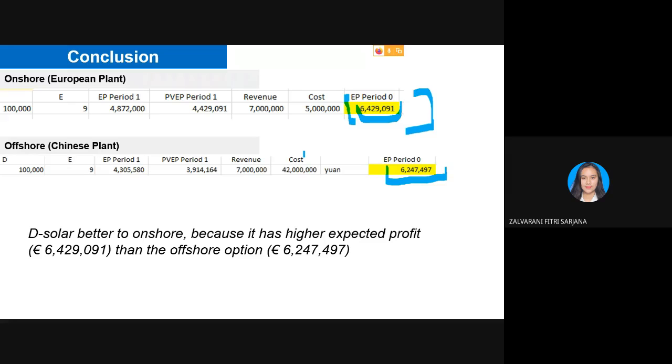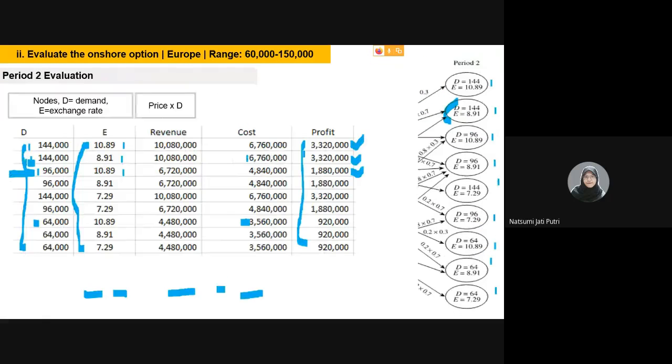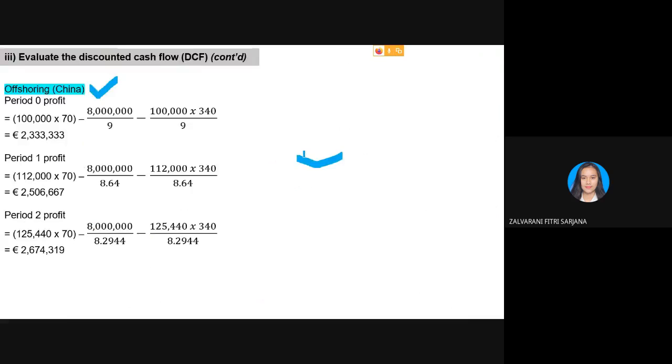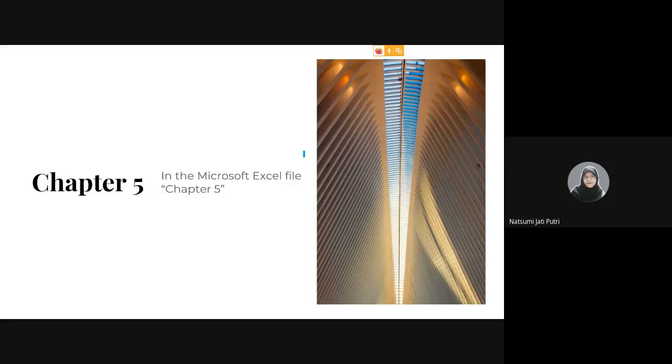Kak, itu yang forecast itu yang pakai solver itu kan, Kak? Bukan. Pakai solver apa? Yang pakai solver, bentar. Yang network model system itu, Kak. Yang materi sebelum ini bukan? Iya, yang chapter 5 ini.